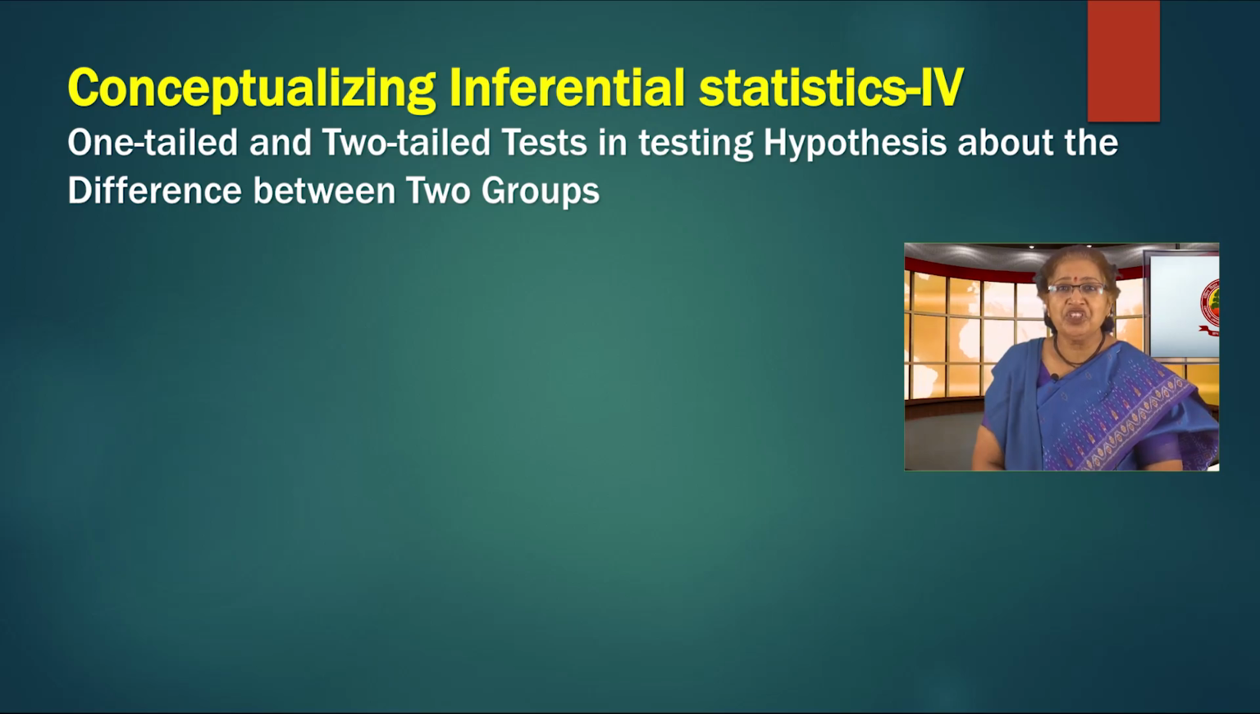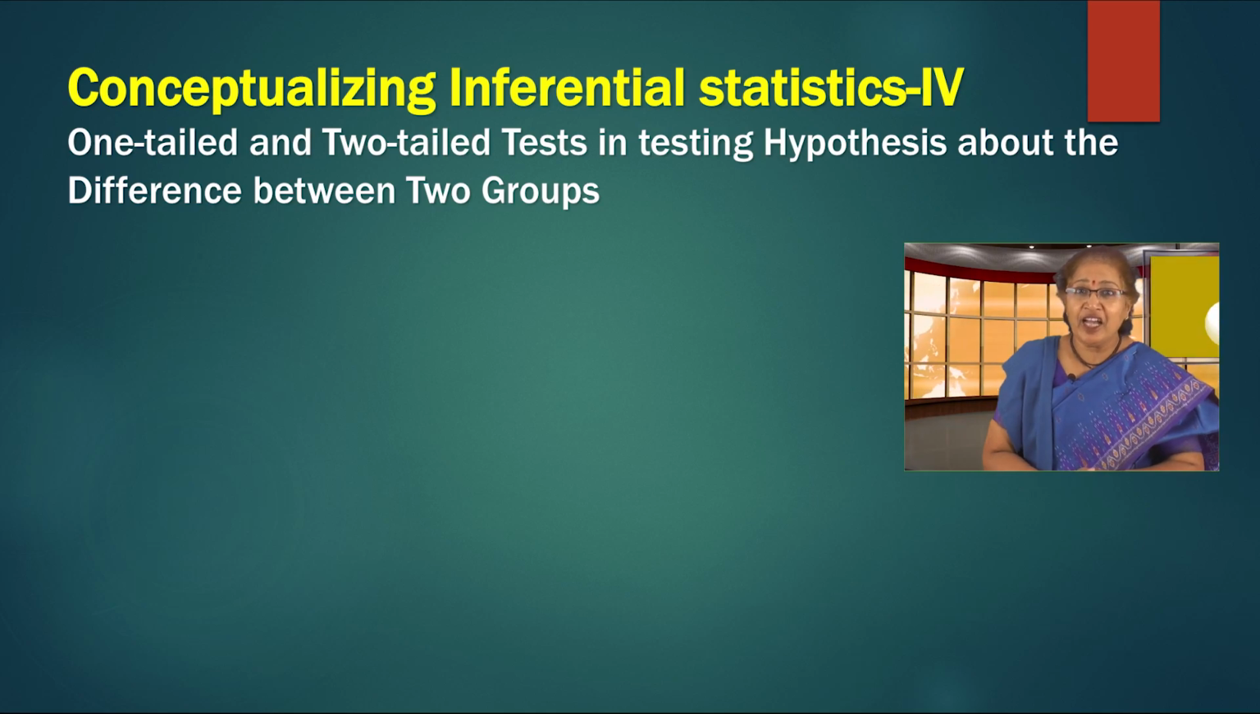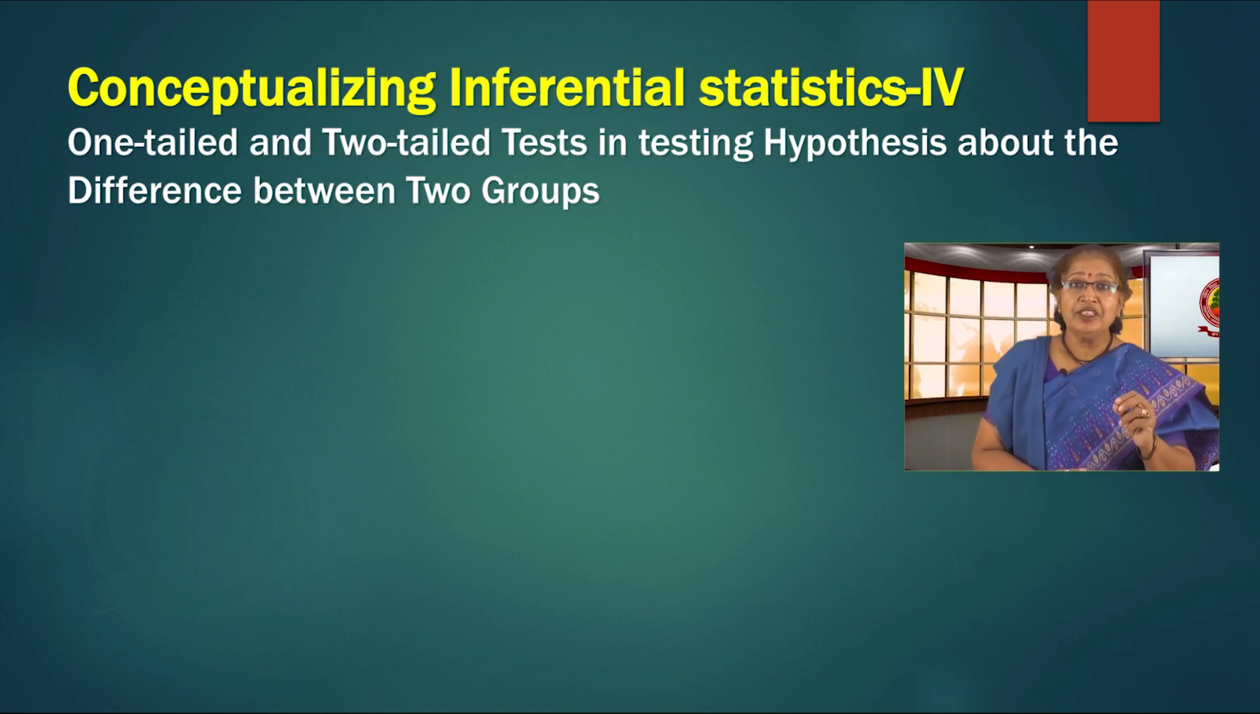I am again here to help you to conceptualize one-tailed and two-tailed tests in testing hypothesis about the difference between two groups. You may recall the last session with me when we discussed the concept of degree of freedom and errors in testing hypothesis. We could realize how degree of freedom helps in eliminating errors and normalizing the data for using inferential statistics.